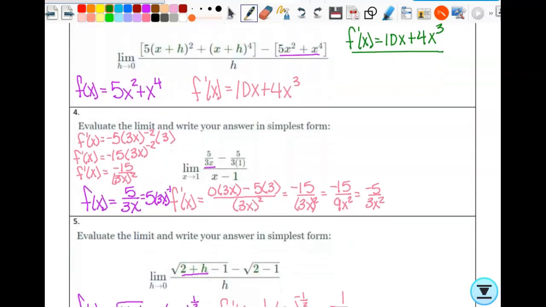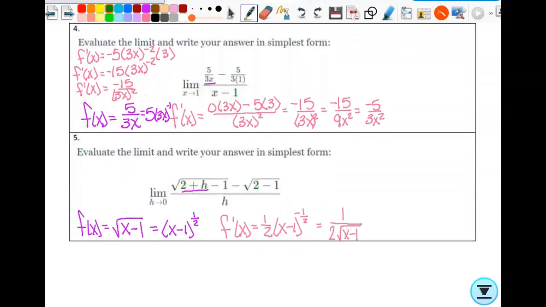All right, on number 4, are we evaluating it at some number? Yes, at 1. So f prime of 1 is going to equal -5 over 3 times 1 squared. So f prime of 1 is just -5/3.